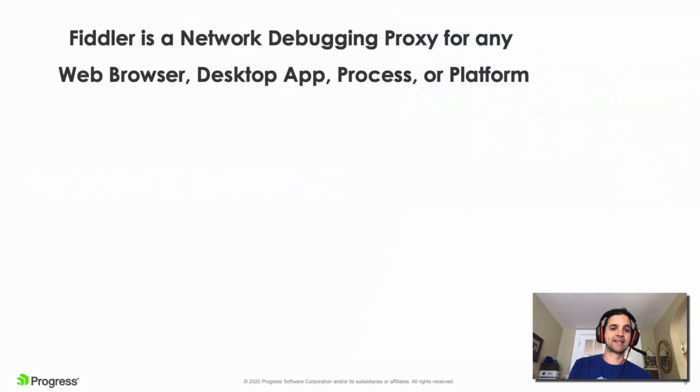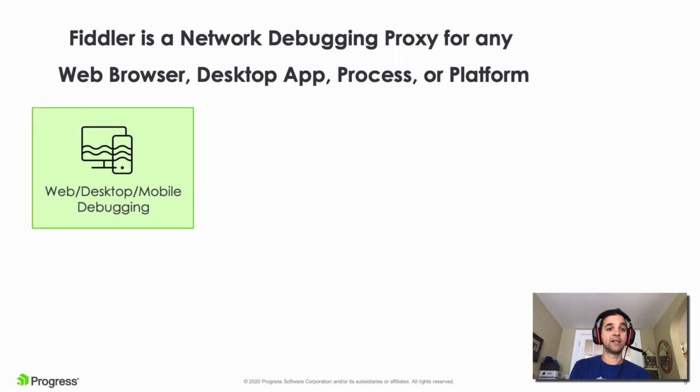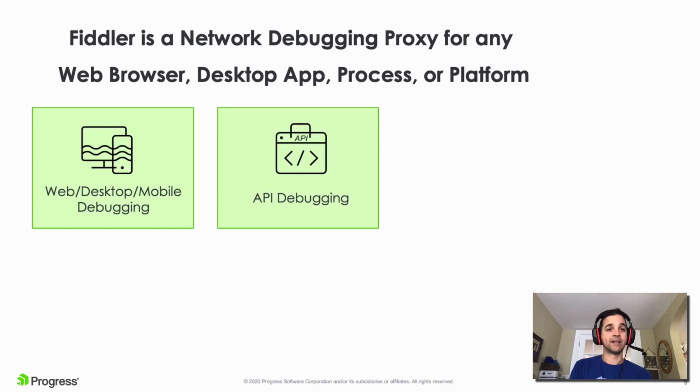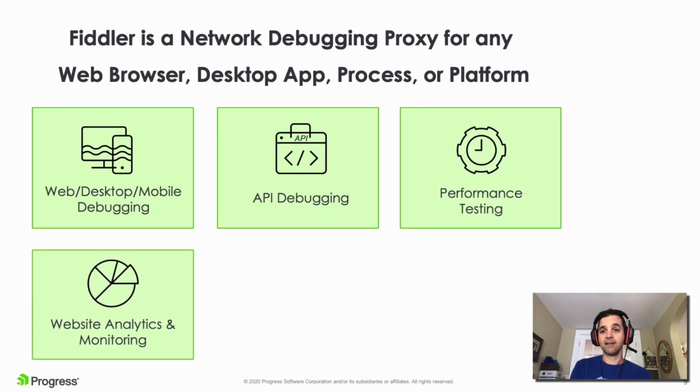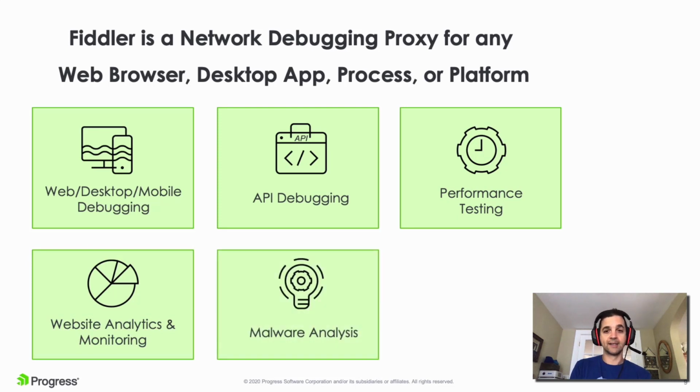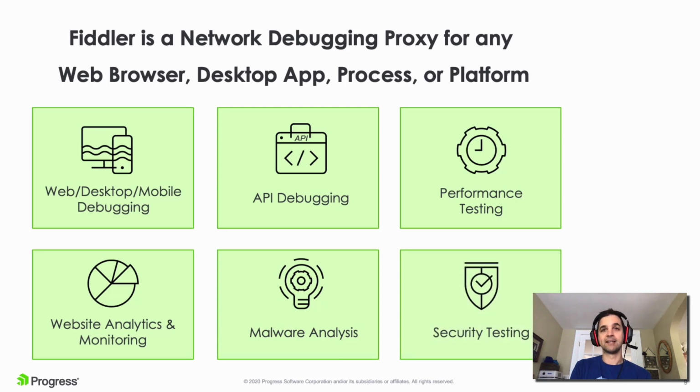So if Fiddler is this amazing network debugging proxy for any browser, any app, any process, or platform, what does it really mean in terms of actual use cases? Well, we can really start with the obvious, debugging web and network traffic on any device. It does also mean debugging of remote API calls. Even performance testing of your APIs is possible. Maybe analytics and monitoring, those things can all be handled by Fiddler, along with malware analysis and security testing. Now, that's a lot for one tool to bite off, but Fiddler does have some amazing capabilities baked in.